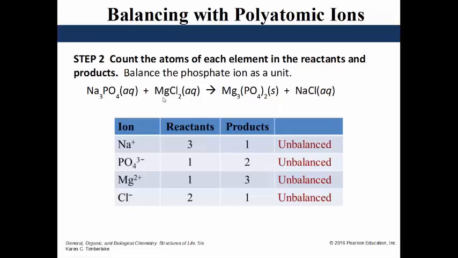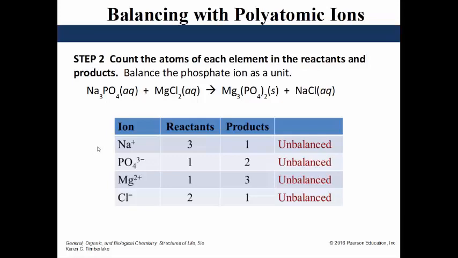Magnesium, there's only 1 on this side. There are 3 on this side. And for chlorine, 2 on this side, only 1 on this side. So there are 4 components of this reaction that are not balanced. All 4 need to be balanced for the full equation to be balanced. You can't just do this one, and this one, and ignore sodium. If one of these isn't balanced, the whole thing is wrong.